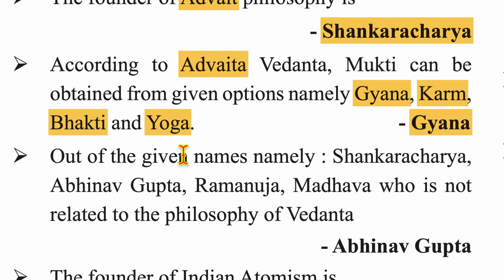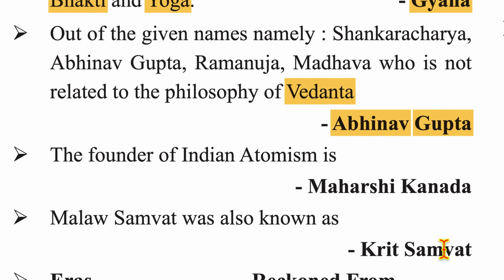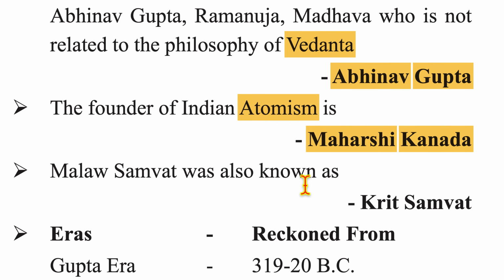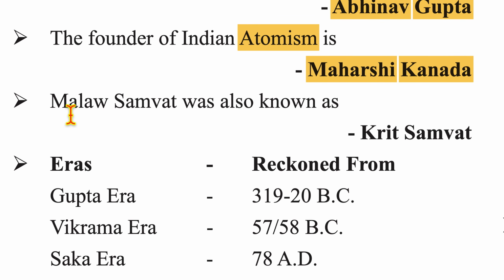Gyan Yog. Out of the given names, namely Shankaracharya, Abhinav Gupta, Ramanujan, Madhava, who is not related to philosophy of Vedanta? Answer is Abhinav Gupta. The founder of Indian atomism is Maharishi Kannada. Malav Samvat was known as Kirit Samvat.